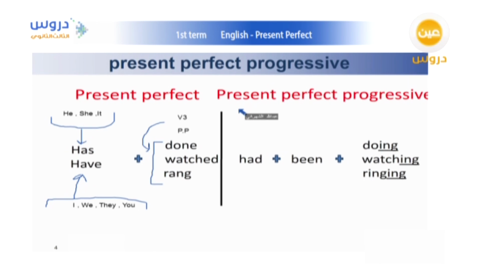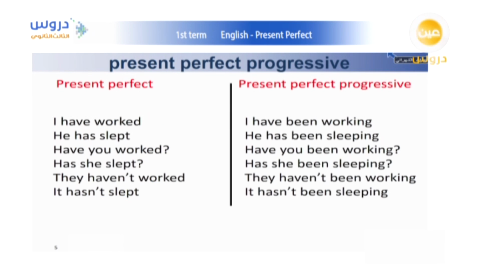So here is the form of the present perfect progressive: have been plus the verb and adding ing. Okay, thank you, Shahad. So we just talked about the present perfect and the present perfect progressive, the form. The form of the present perfect is has, have plus verb 3, and the present perfect progressive is have been doing.